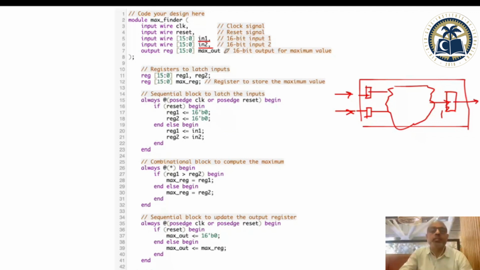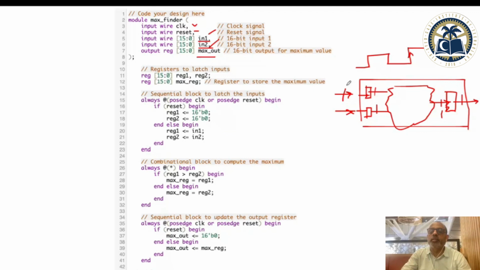So as you can see in this module, you have a clock and a reset, input 1 and input 2 coming in, and then max out you are sending. It is going to take a number of clock cycles because you get this only on the positive edge of a clock. This gets here and you get an output. Then the next positive edge of a clock, this is where you put them here.